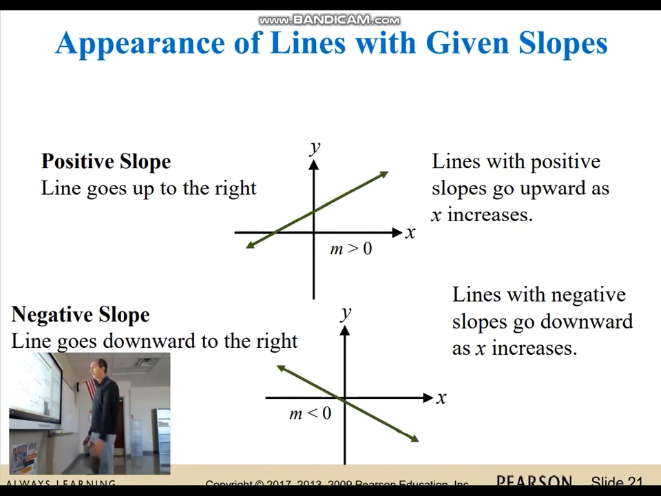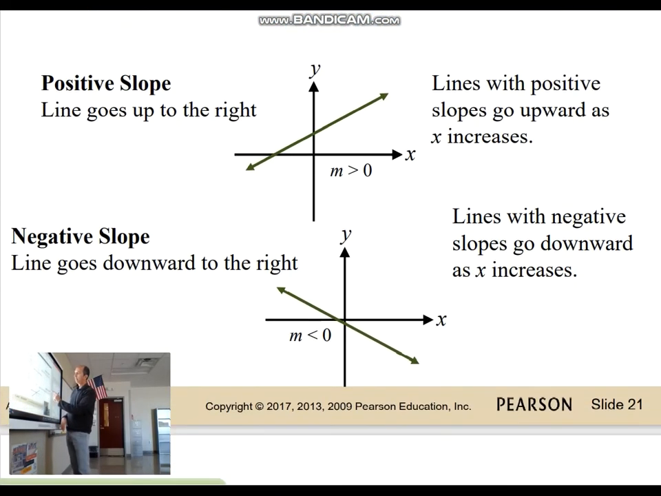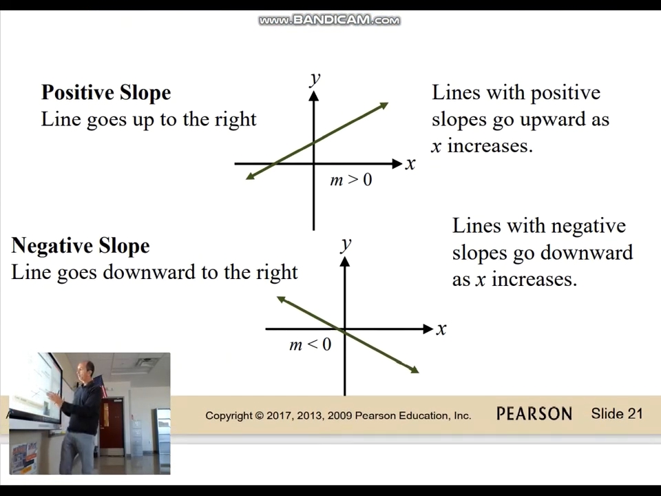Another interesting thing we can say about slopes, we have seen a little bit of it before. If you have a positive slope, the line goes upwards when you move to the right. And if you have a negative slope, the line goes downwards when you move to the right.